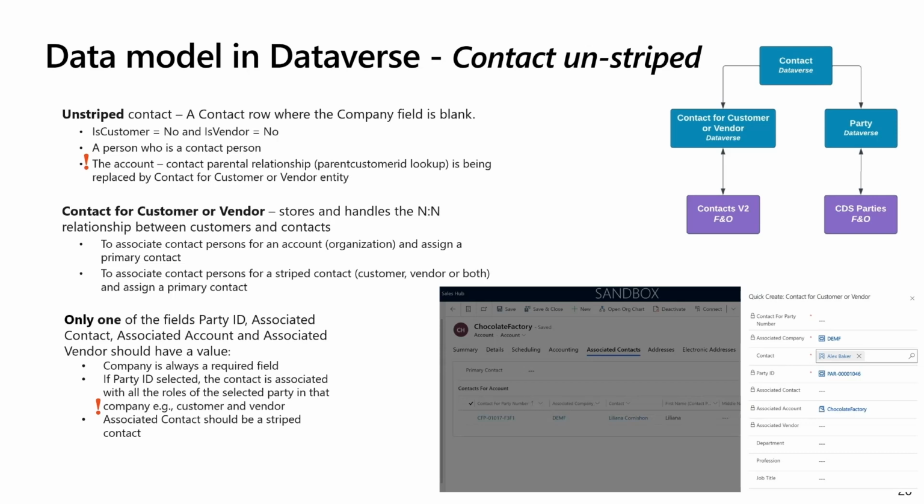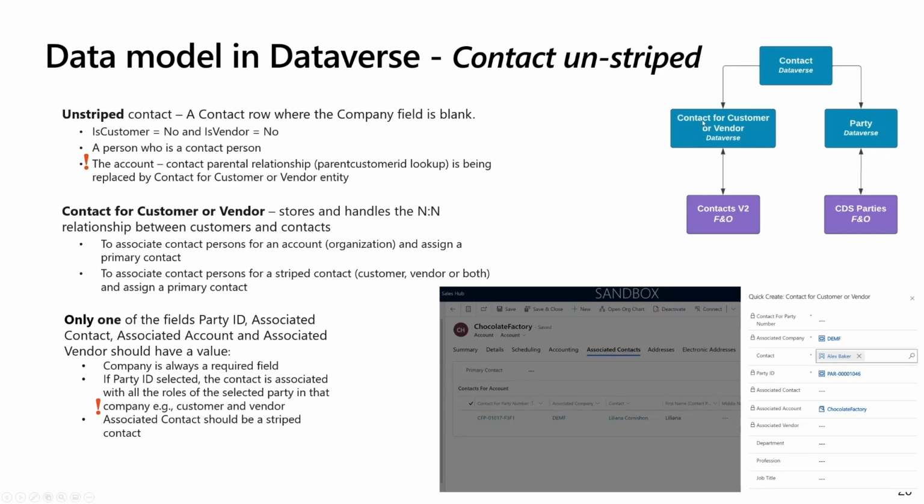When creating a contact for customer or vendor, only one of the fields, party ID, associated contact, associated account, and associated vendor, should have a value. Company is always a required field. If we choose company and party ID, then that contact person will be associated with all of the roles of the selected party in that company. For example, customer and vendor roles. Also, if we choose to associate the contact person with another contact, that contact has to be a striped contact.